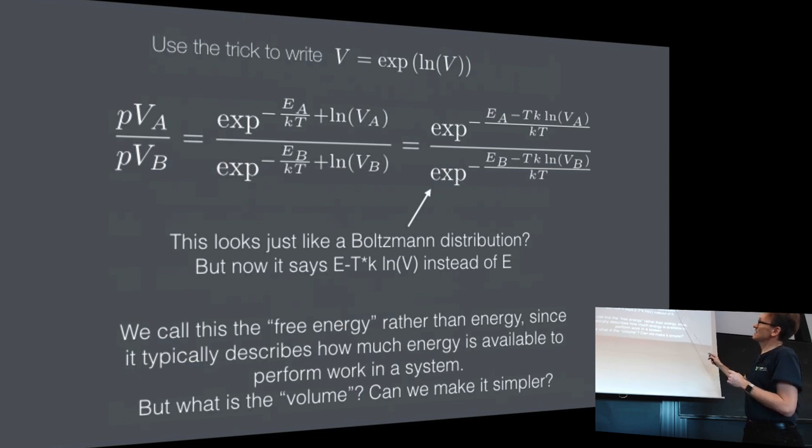And again, this might look completely horrible, but the point is that if you go back two slides, this looks exactly like the Boltzmann distribution. But instead of the energy, it says our energy minus kT times the logarithm of the volume. So it looks exactly like the Boltzmann distribution, but it doesn't just have the energy. It has a small volume component there too. So it says E minus kT ln V.